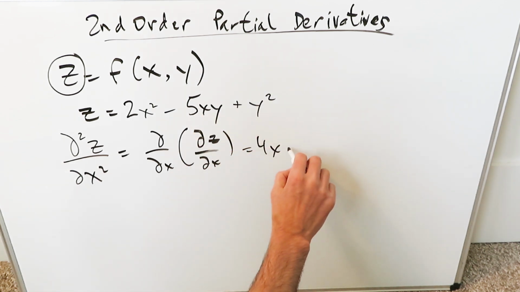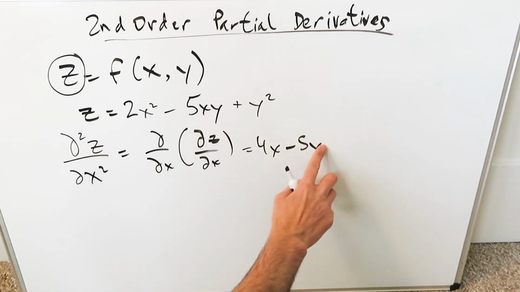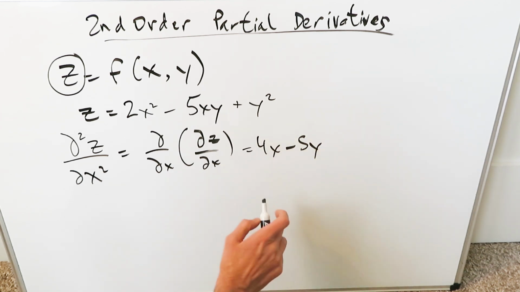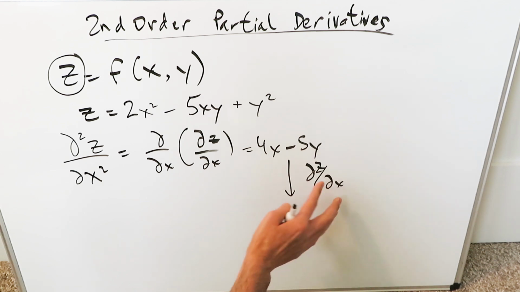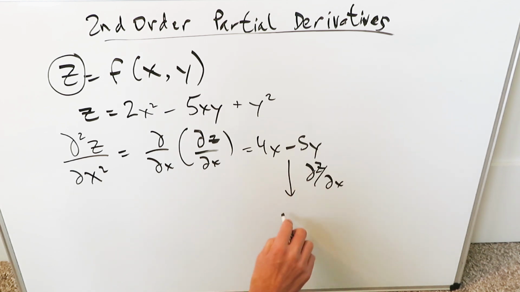Minus 5xy will be here a minus 5y. This right here is your first order partial derivative. If we do the derivative once more, we have here the second order partial derivative of the x variable. Your end result here will be 4, and it should be correct.